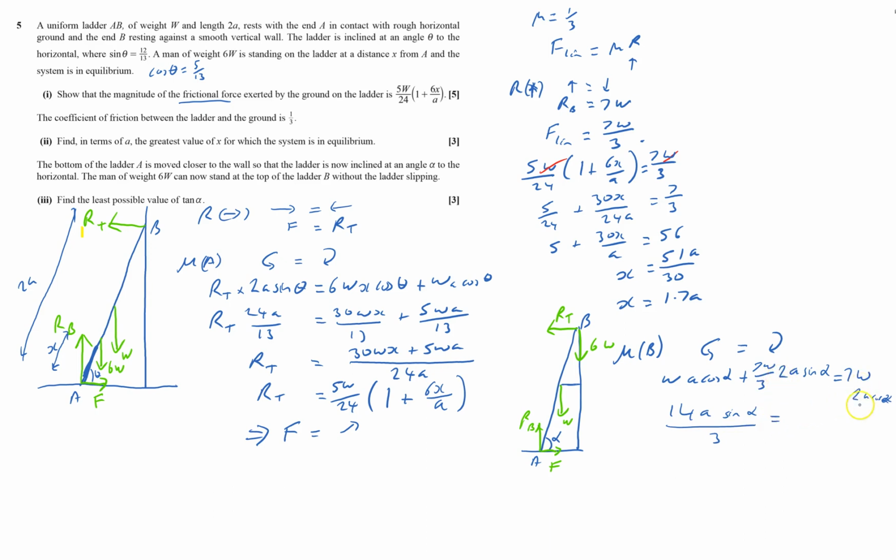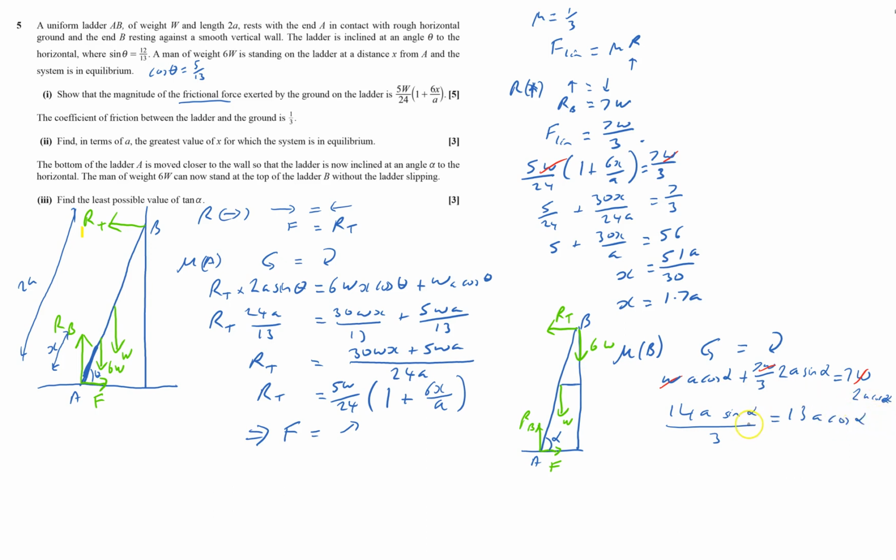Equals, and I've got 14AW, or the W's cancel out, all those W's cancel out. And so that gives me 14A cos alpha here. Take away A cos alpha. That equals 13A cos alpha.